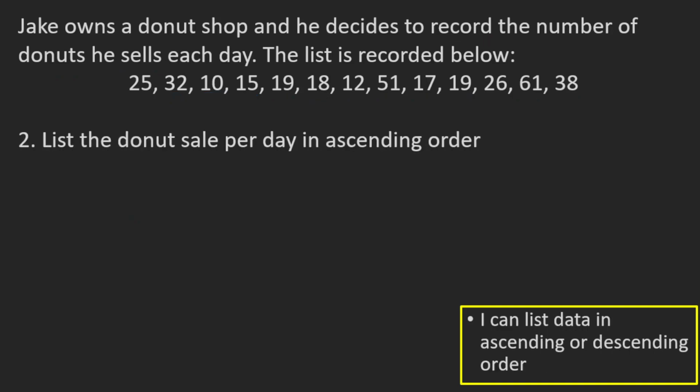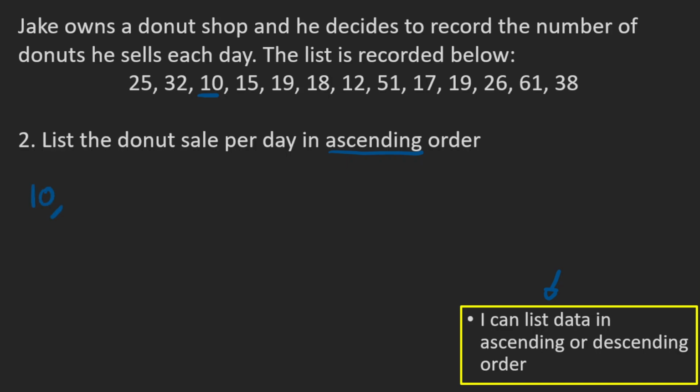Okay, so let's have a look at our next success criteria. I can list data in ascending or descending order. That's what they ask us to do here, list it in ascending or descending order. Now, to list data in ascending or descending order, one of the ways that we can do this is basically to find the smallest number. So if we're going with ascending, which we're being asked, we need to find the smallest number first. So 10 is the smallest number.